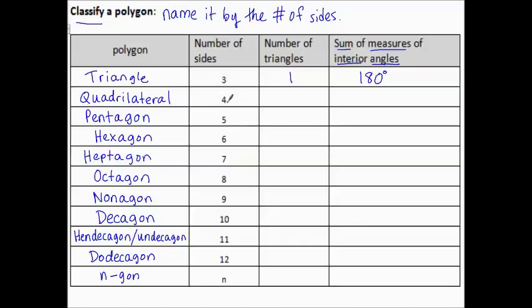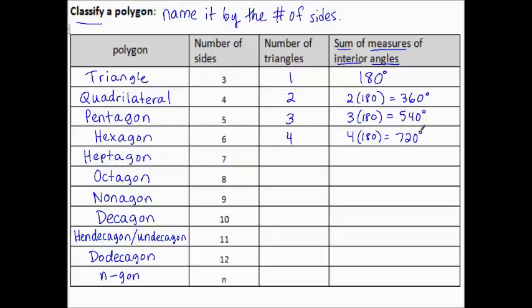Quadrilateral. As you saw in the picture above, we created 2 triangles. Well, 2 times 180 made 360 degrees. Pentagon, 5 sides, 3 triangles. 3 times 180 made 540 degrees. Hexagon, 6 sides. Look at the picture above. How many triangles? 4 triangles that we made. 4 times 180, 720 degrees.